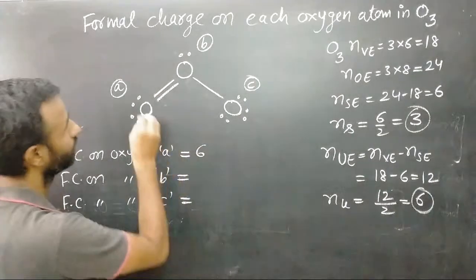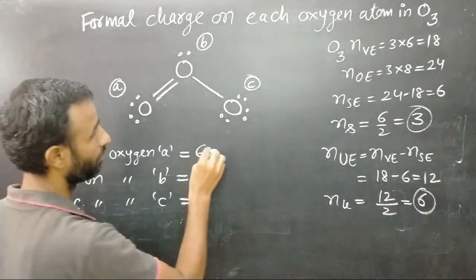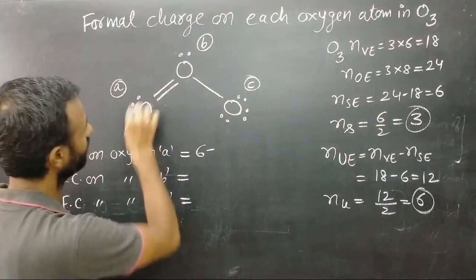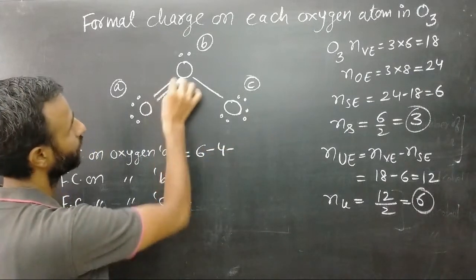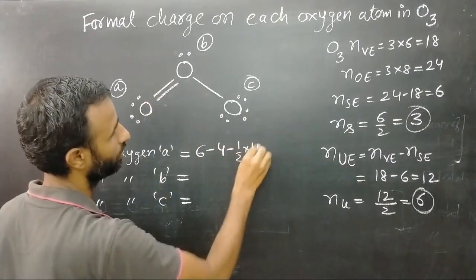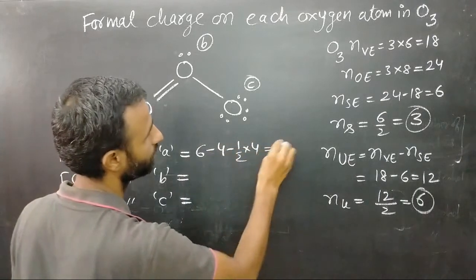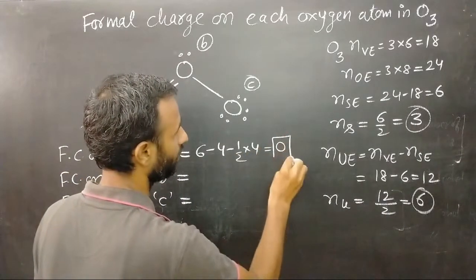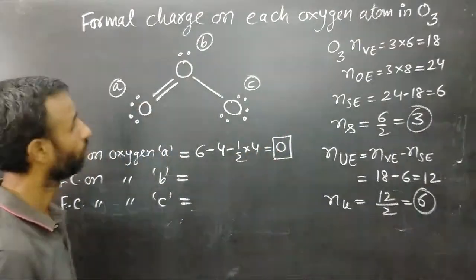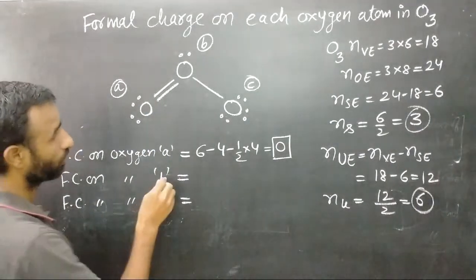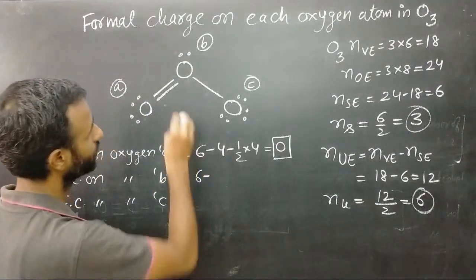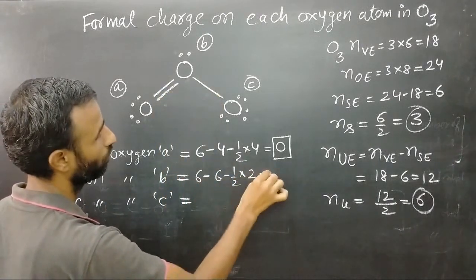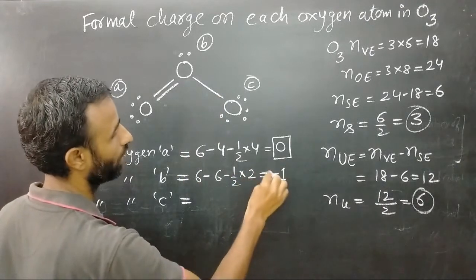6 electrons minus 2 plus 2 unshared 4 minus shared 4. So 6 minus 6 means 0. So on oxygen A there is 0 formal charge. Oxygen B: 6 minus 1, 2, 3. 6 minus half of 2, that is minus 1.